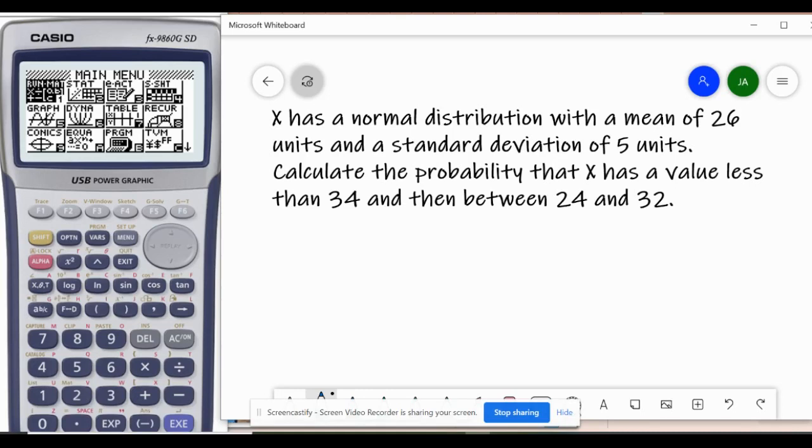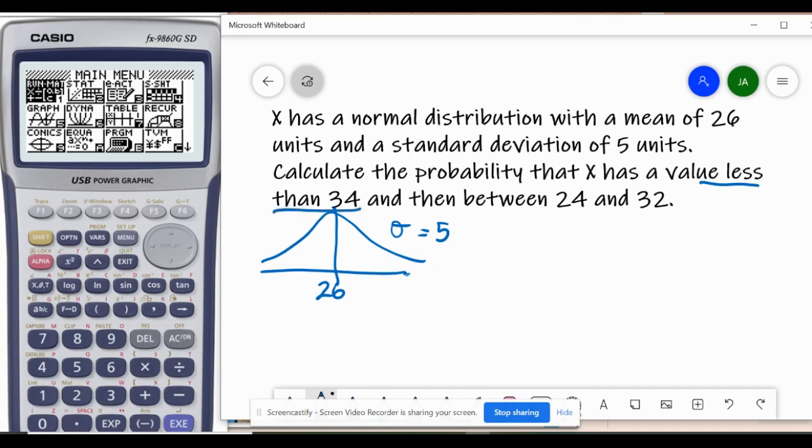So here we're doing a normal distribution with a mean of 26 units and a standard deviation of 5. So what we're best to do first is draw that as a normal distribution. So our mean is 26, and then we've got a standard deviation, or that funny thing, being 5. We want to find the probability that the value is less than 34.